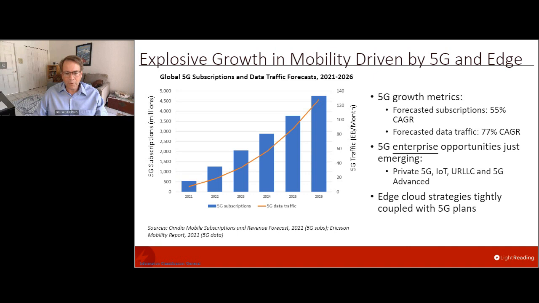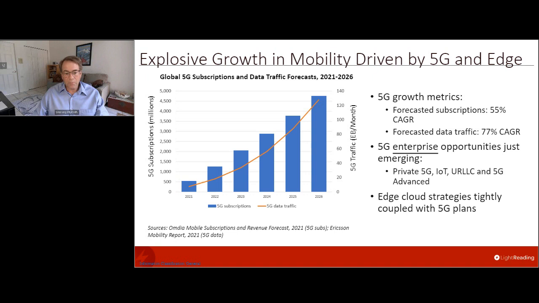If you look at the subscriptions, and that's the blue bars, Omdia counted over 500 million, half a billion subscribers for 5G at the end of 2021, at the end of last year. A lot of that was driven by Asia, but certainly globally. And then the expectation, Omdia forecasts over a billion 5G subscribers by the end of this year. So massive, massive growth. Forecasted 55% CAGR, compound annual growth rate, through 2026, so pretty significant.